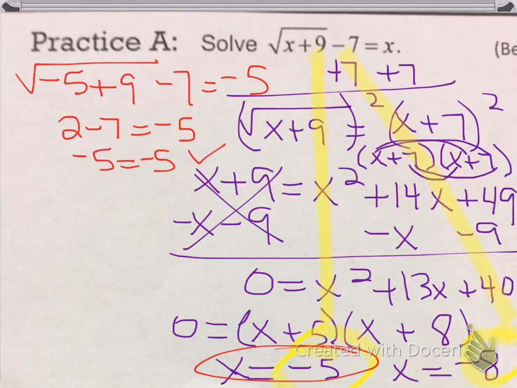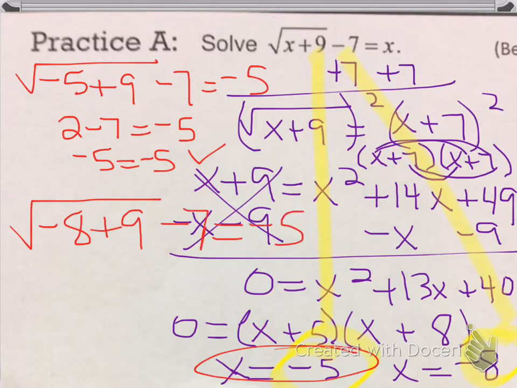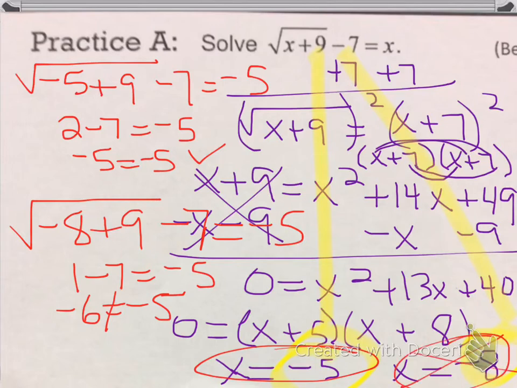Let's put negative 8 in and see what happens with it. So negative 8 plus 9 minus 7 equals negative 5. I kind of have a mess here, don't I? Negative 8 plus 9 is 1. The square root of 1 is 1. So I have 1 minus 7 equals negative 5. And 1 minus 7 is negative 6. Negative 6 does not equal negative 5. So this is not a solution. It's called an extraneous solution when it doesn't work. So our only solution to this equation is x equals negative 5.